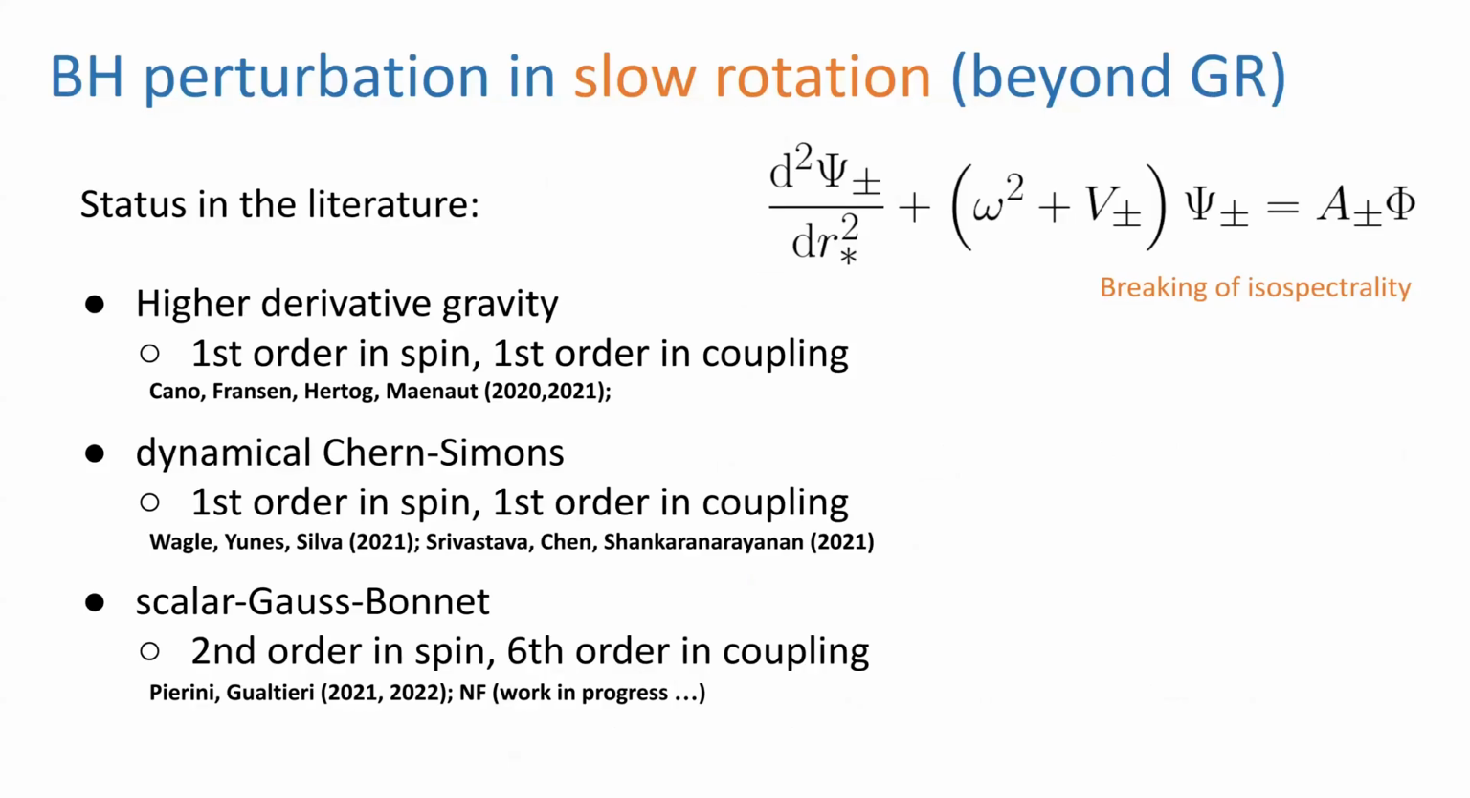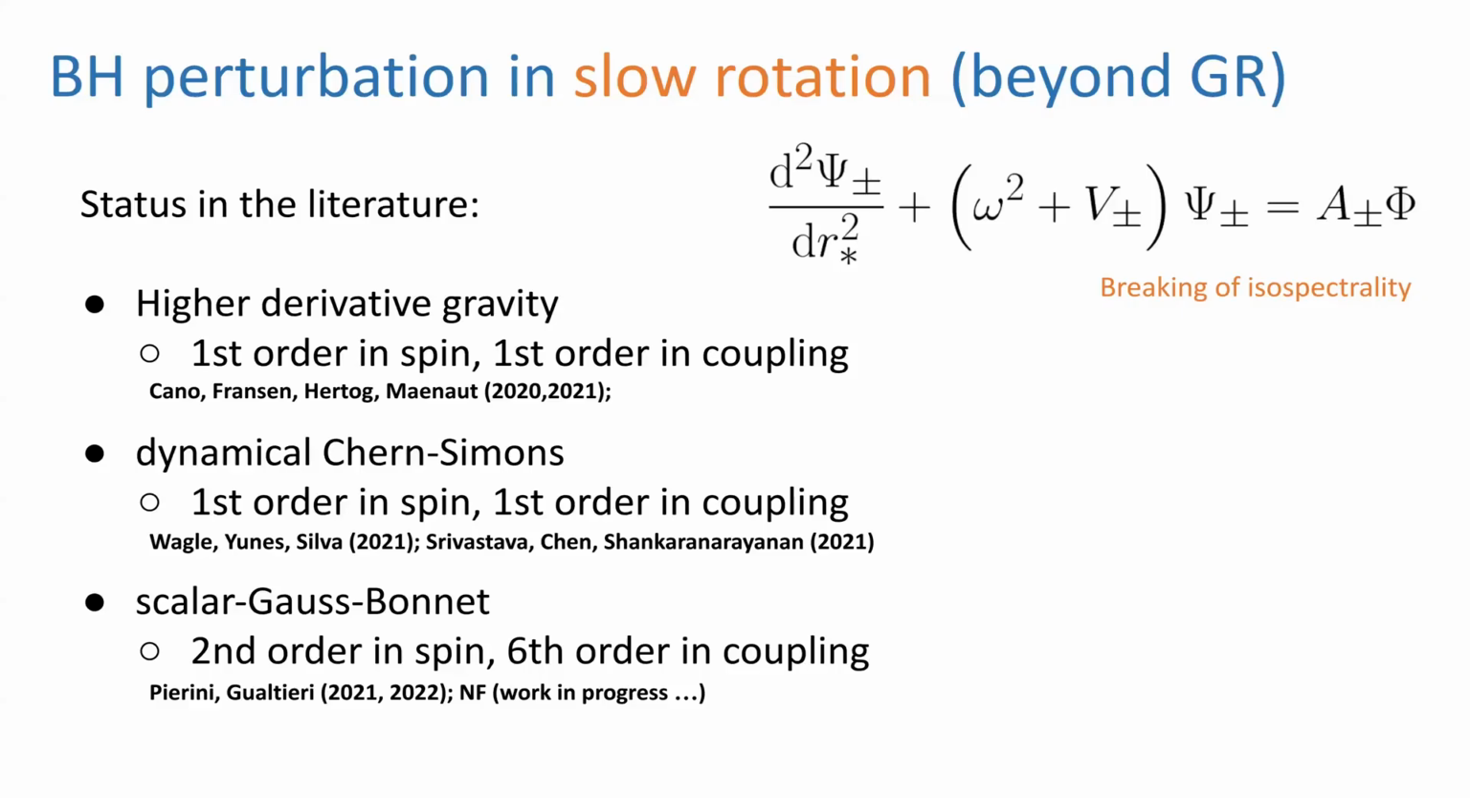Just to briefly conclude this section, the status right now in the literature for specific theories is the following. For higher derivative gravity, which I will cover more later in this talk, this equation has been computed at first order in the spin and first order in the coupling. And then for dynamical Chern-Simons, if you're interested in these theories, I can tell you what they look like. But in the end, these two introduce a scalar field that is coupled to gravity, to quadratic invariants of gravity.